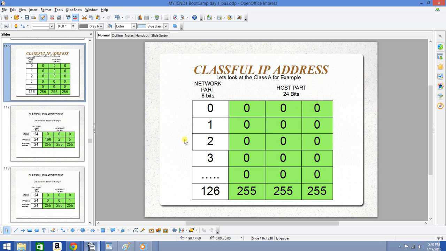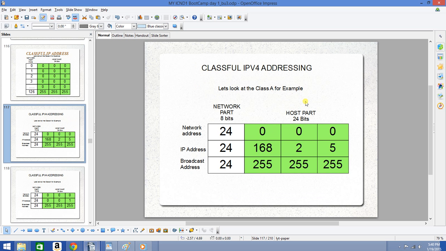So I only have 126 networks then, and hosts are how many hosts I can put on that network. I have 24 bits, so you can take 2 to the 24 minus 2, and that tells you how many hosts you can fit onto this network, which is a whole lot. We'll discuss later how to calculate all that. For now, we're just trying to get the high-level picture. So take a look at this.